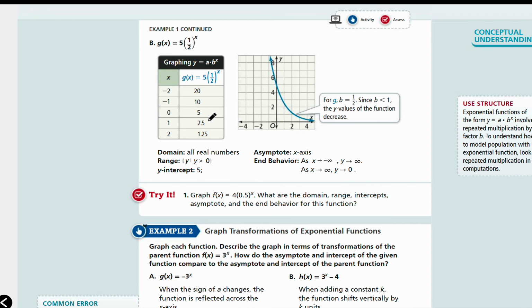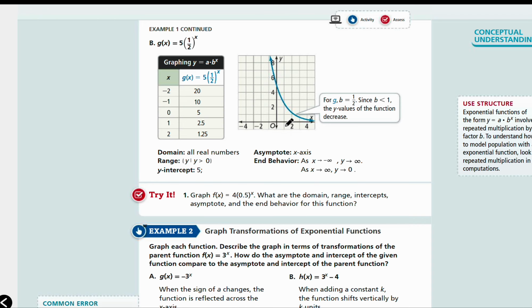So your domain is still all real numbers. Your asymptote is still the x-axis. Your range is still all positive numbers greater than 0. So domain and range don't change. Asymptote doesn't change. When would an asymptote change? When your graph moves up or down. So think about translation, vertical translation. If the whole graph moves up, your asymptote also has to move up. So that's when your asymptote will change. But if you multiply numbers and change your bases, it doesn't affect your asymptote. That's another thing to be mindful of, and we're going to look at that in the next example.